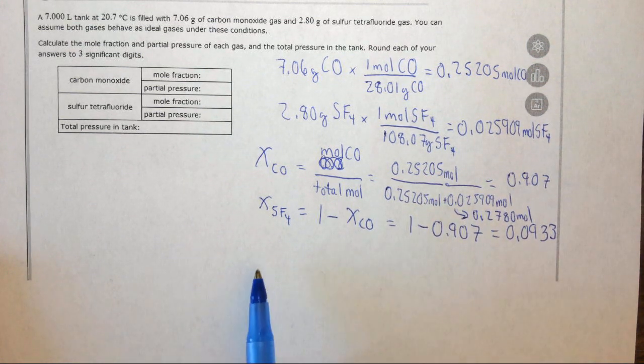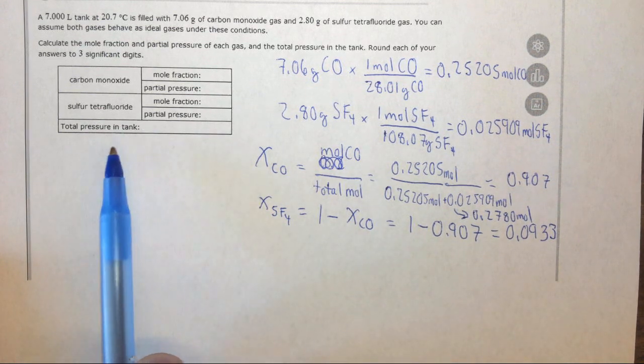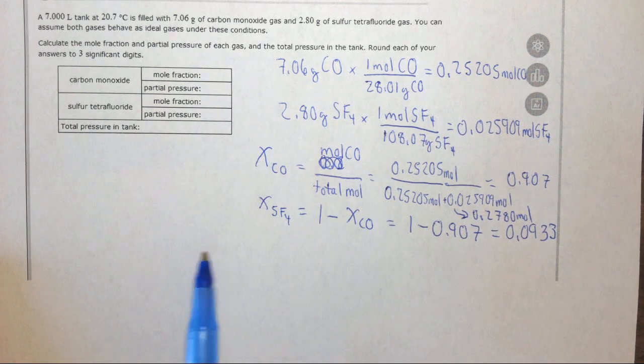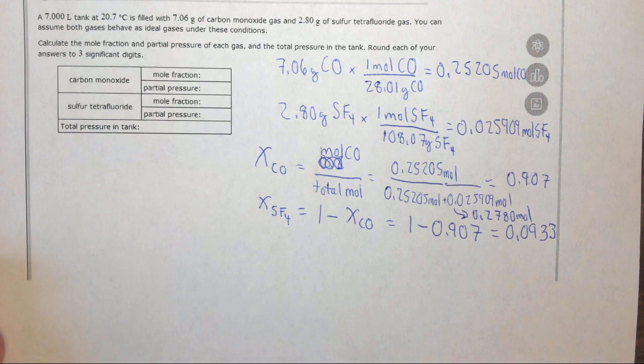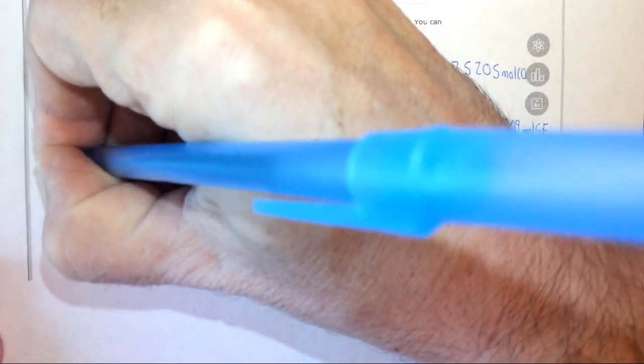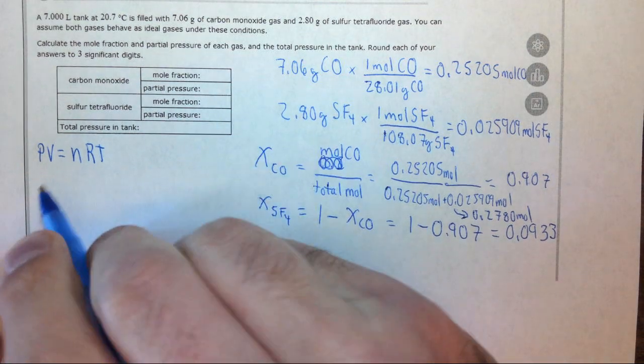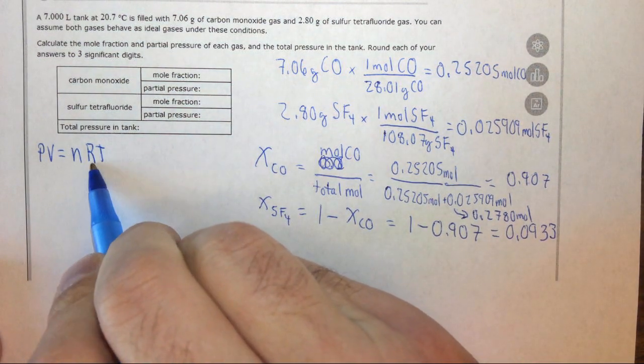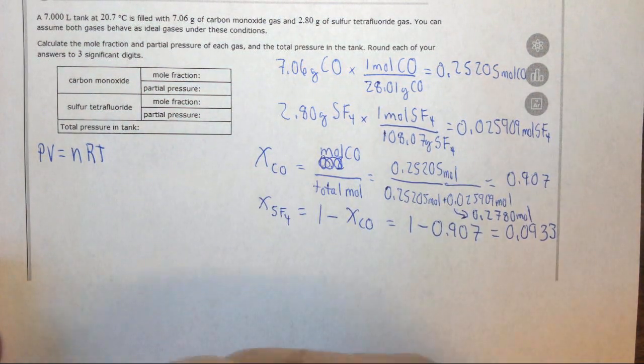So now the new part. The new part is to find the partial pressure of each of these gases. There is more than one way to do this. I'm going to show you one of the ways. You may find another. What we need to do is use the ideal gas law. PV equals nRT. Pressure times volume equals moles times the ideal gas law constant times the temperature in Kelvin.